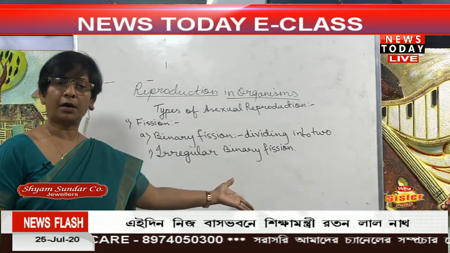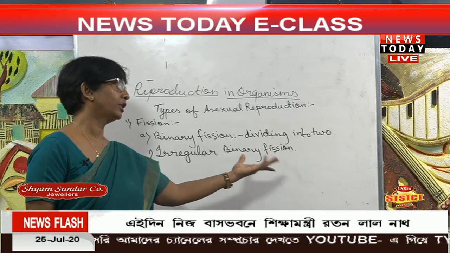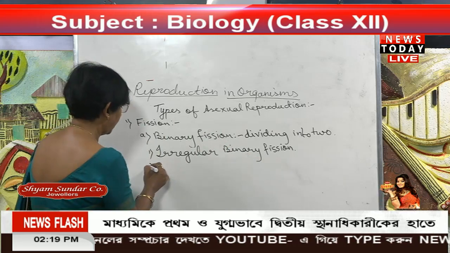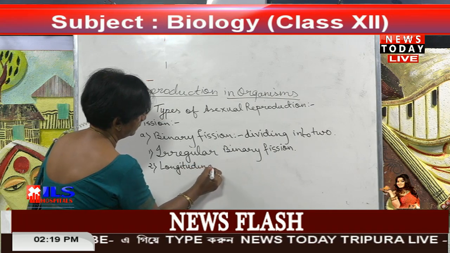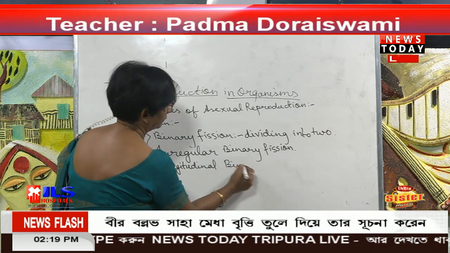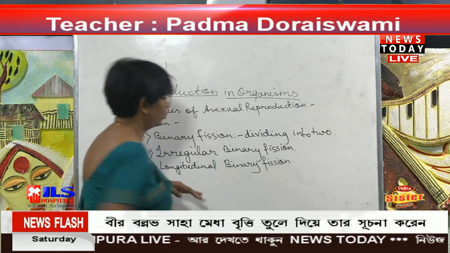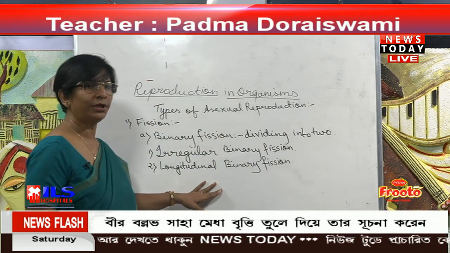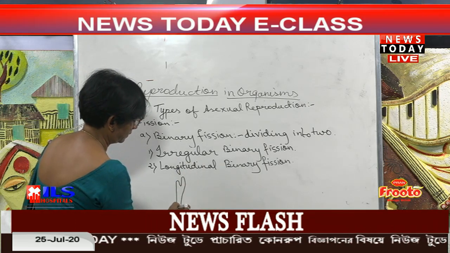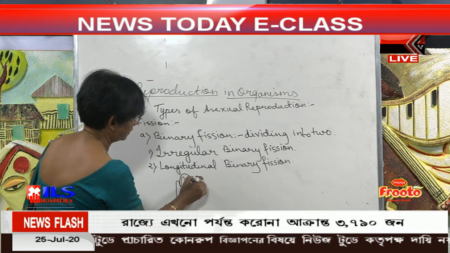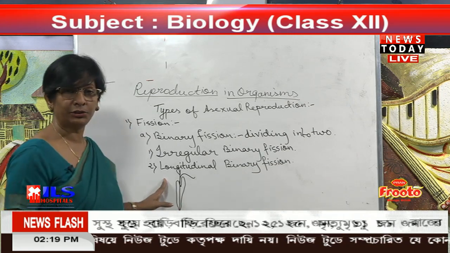This I already showed in the amoeba, how the amoeba divides into two daughter amoeba. Another one is longitudinal binary fission. In that, if you take Euglena, this is the flagella, and it is divided in a longitudinal section.